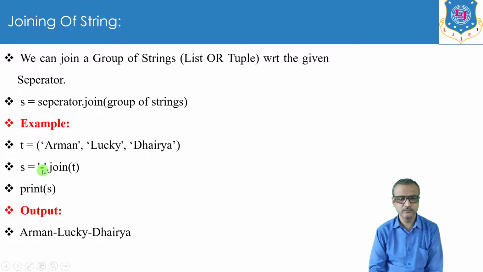S equals, in single quotes, we have taken this separator, that is dash, then dot, then join, and T we have group of strings. So print S will give us output as, first of all, Arman, then after this symbol, that is dash, then after Lucky, again we have this separator, that is dash, and finally Daria.